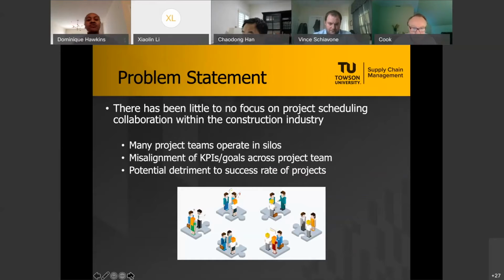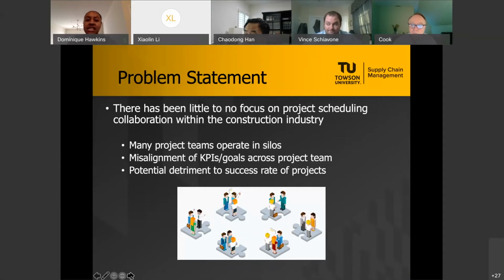Okay, so what really drove this research was that there's been little to no focus on project schedule and collaboration within the construction industry. Currently, many project teams operate in silos. There's a lot of focus on lean scheduling methods, such as last planner system. And if anyone on the call isn't familiar, last planner system consists of developing and using several key plans along with weekly meetings for scheduling.